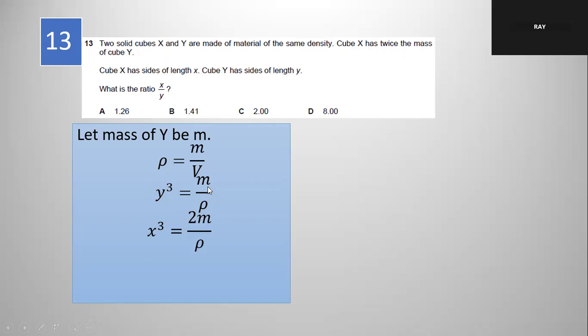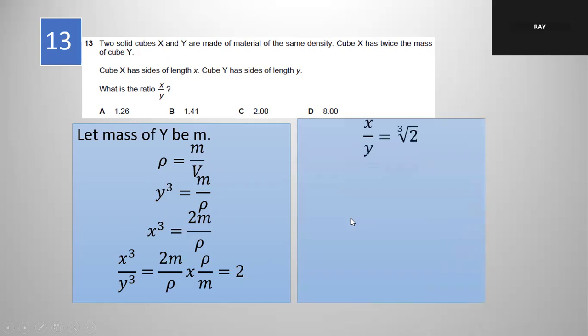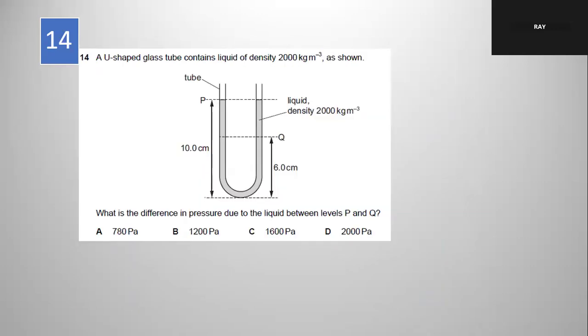Density is the same material. Then you take the ratio, X cube over Y cube is 2m over rho, then this goes upside down. Rho and rho cancel, and it is 2. Then take the cube root of 2. Which step is not clear? Yeah, it's good. What's the answer?